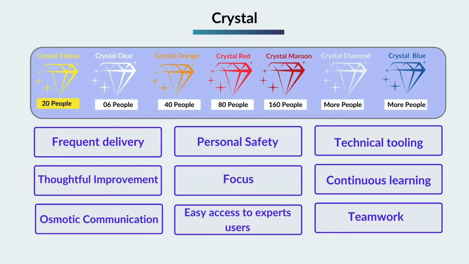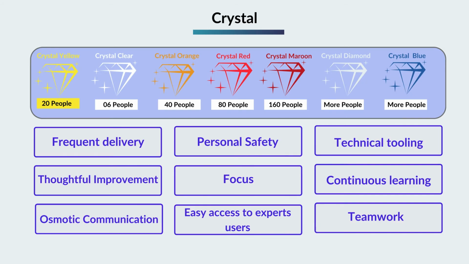Osmotic communication, keeping the team at the same physical location, allows for communication like osmosis. Personal safety, the team should be enabled to discuss ideas and feedback openly without any fear. Focus, a team member should be made aware of what they are expected to do so that each team member stays focused on their work. Easy access to expert users, the development team should have a way for regular communication with real users for feedback. Technical tooling, the team should have access to all the tools related to testing, management, and configuration.